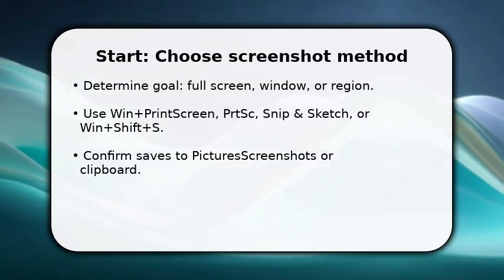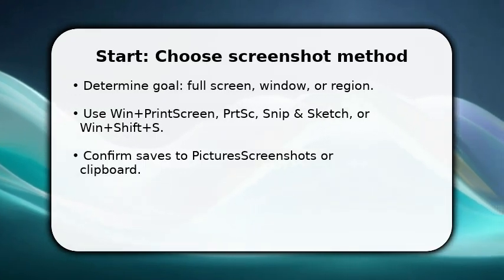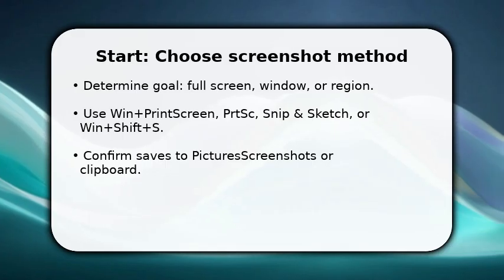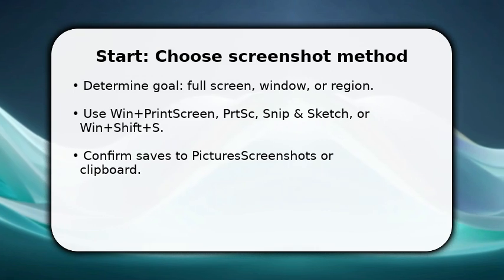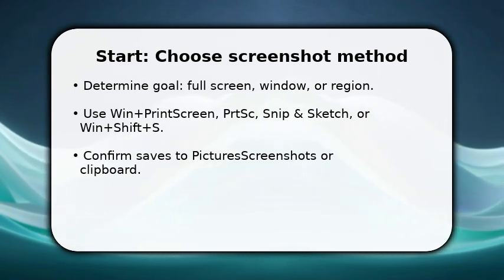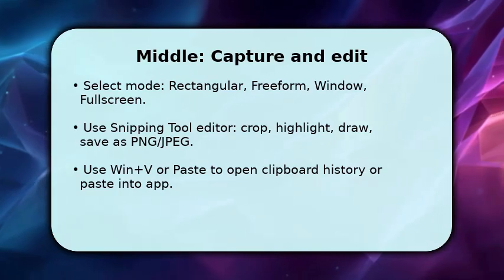Once done, check the clipboard if you used PrtSc alone, because you may need to paste into an editor. Make sure notifications are enabled so the snipping tool shows the image preview. That preview gives quick options for editing or sharing. Next, you execute the capture and refine it.